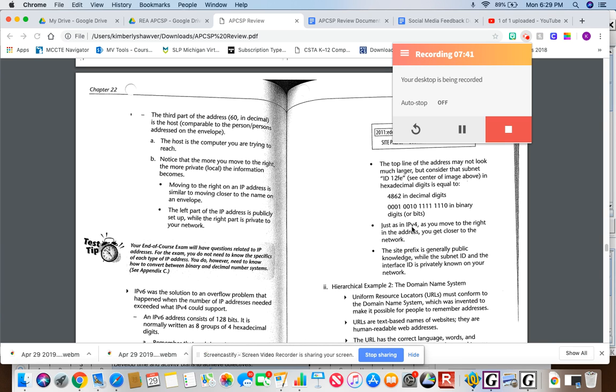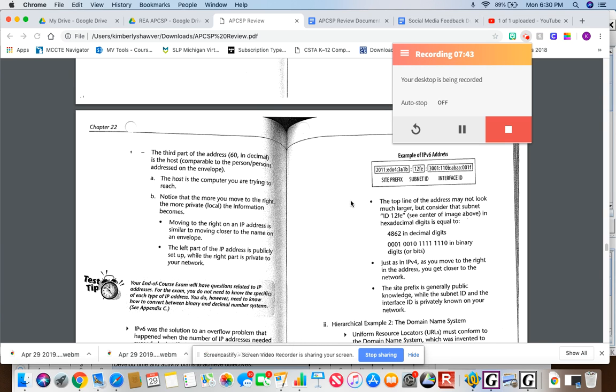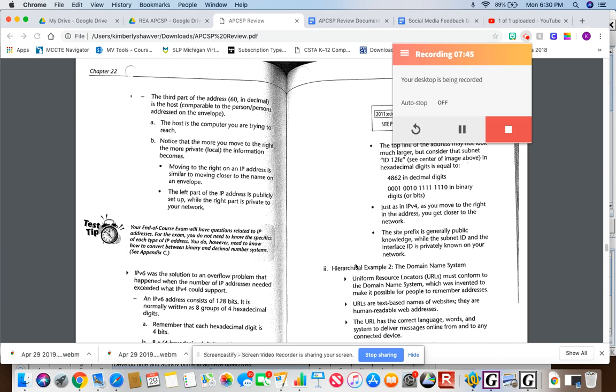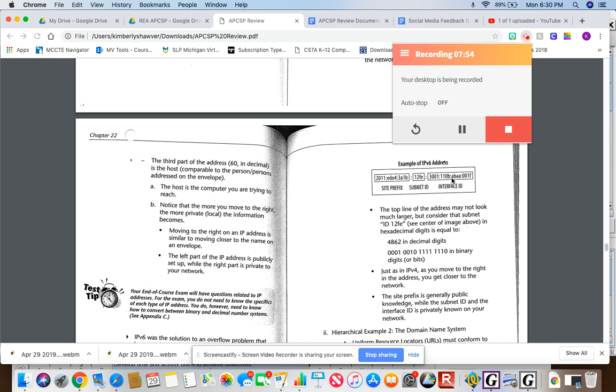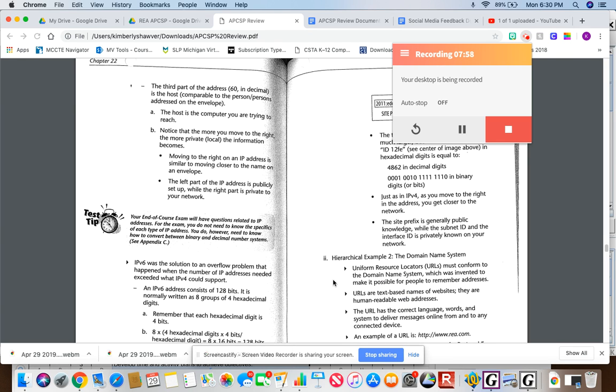Just like in an IPv4 address, as you move from left to right, you get closer to the network. You get closer to where the information is really going. The site prefix is generally public knowledge, while the subnet, the middle part, and the interface ID are privately known by your network.